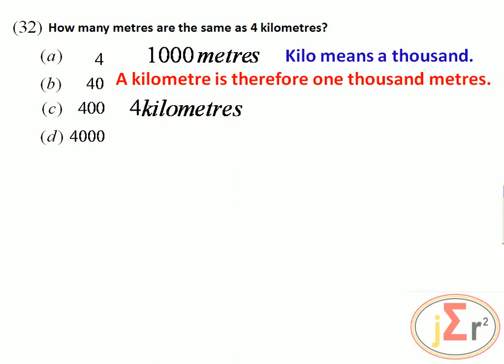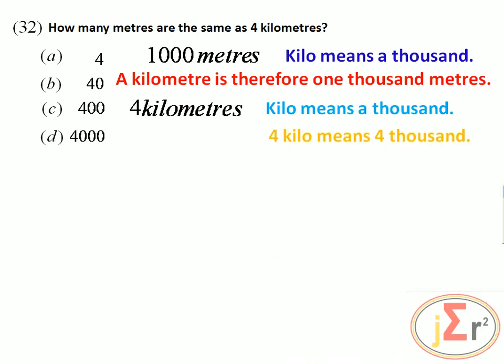So 4 kilometers will mean what? 4,000. So kilo means 1,000. 4 kilo means 4,000. So we may replace the kilo with 1,000. So instead of 4 kilo, we say 4,000.